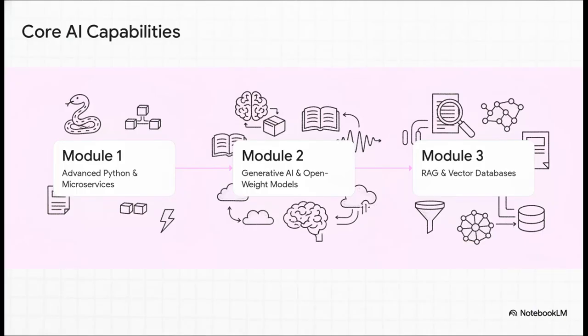Once that foundation is set, the curriculum zooms out to this really comprehensive 7-module master plan. The first 3 modules build your core AI capabilities. Module 1 reinforces advanced Python. Module 2 moves into generative AI and open-weight models. And here you'll leverage Google Cloud's free courses alongside the community-driven LLM Zoomcamp to serve models locally. Then, in Module 3, you use that exact same Zoomcamp to build RAG architectures totally from scratch.